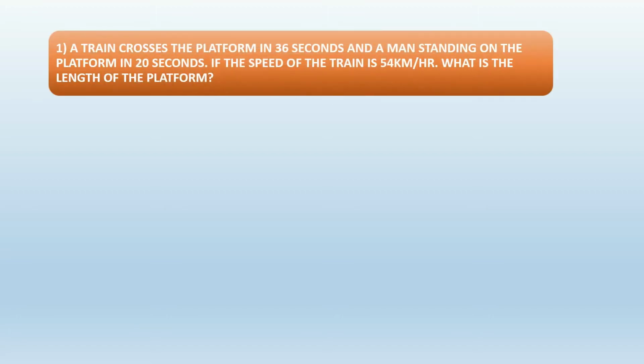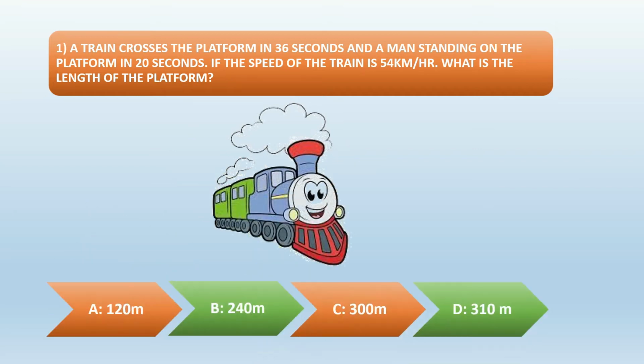The first sum is: a train crosses a platform in 36 seconds and a man standing on the platform in 20 seconds. If the speed of the train is 54 km per hour, what is the length of the platform? The options are A 120 meter, B 240 meter, C 300 meter, D 310 meter.